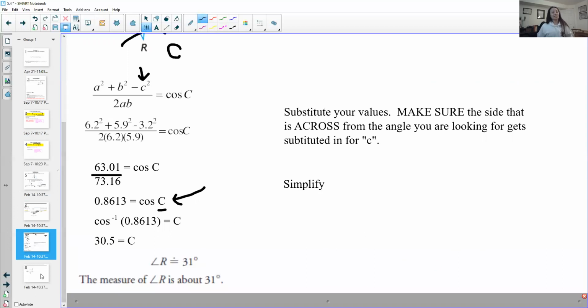Okay, that's pretty much it for the cosine law. You're finding sides or finding angles.